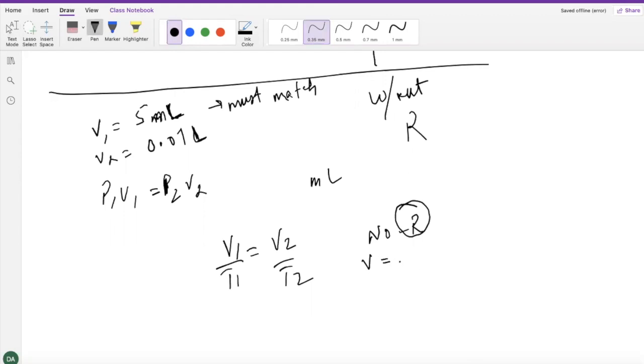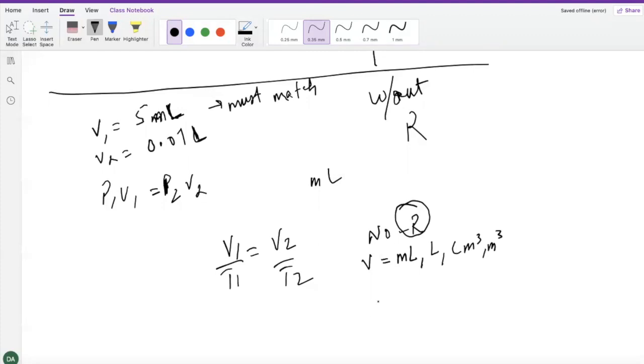So guys, again, listen here. When you don't have R, what is the unit for volume supposed to be? It can be any unit: milliliters, liters, centimeter cube, meters cube, we don't care. V1 and V2 units must match. That's what we care about. Isn't that what we learned here? Yes. Without R, you have flexibility for using your units.